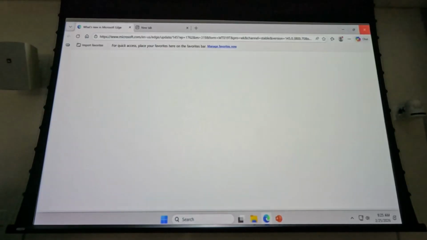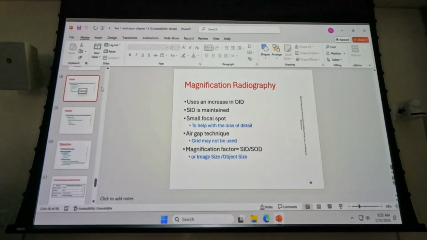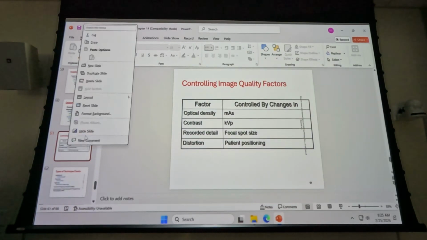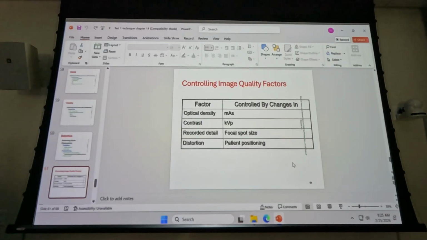So on slide 58, it has the factors and what it's controlled by. It says 61, contrast. It's 61. Oh, 61, okay. It says contrast and this says kVp. You know what? No, it doesn't. Any other questions? So, was that whole table wrong? Because I did put that in my notes. No, optical density is not affected by that.